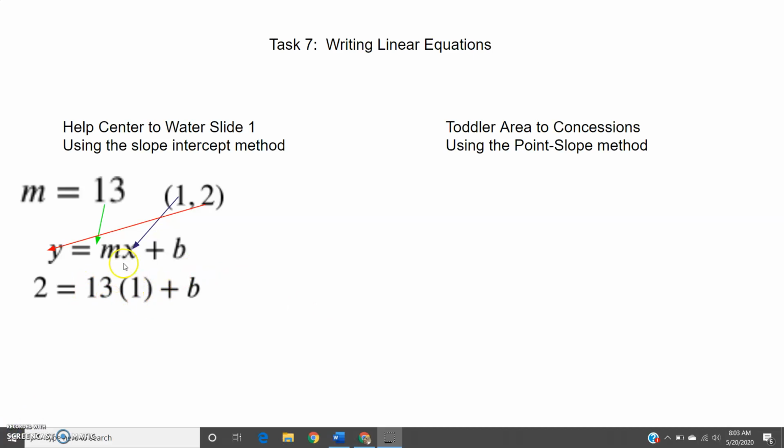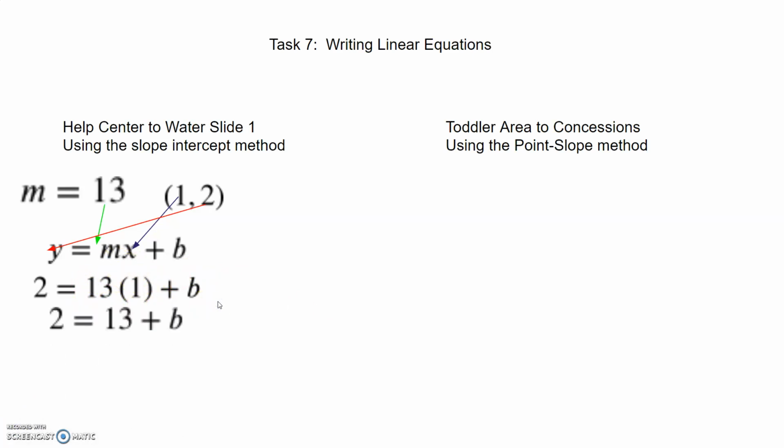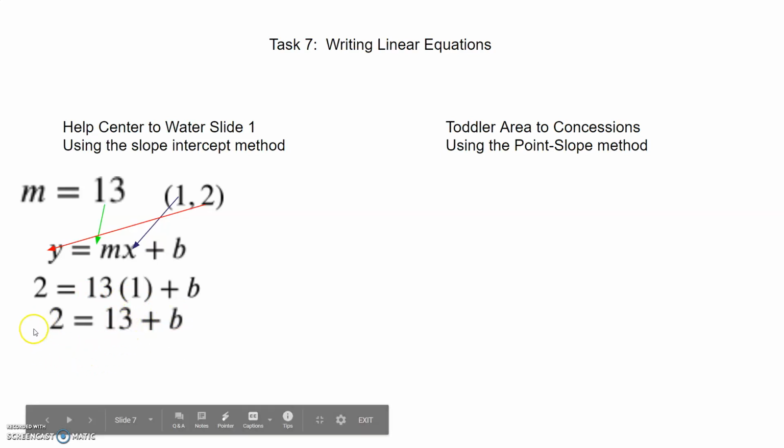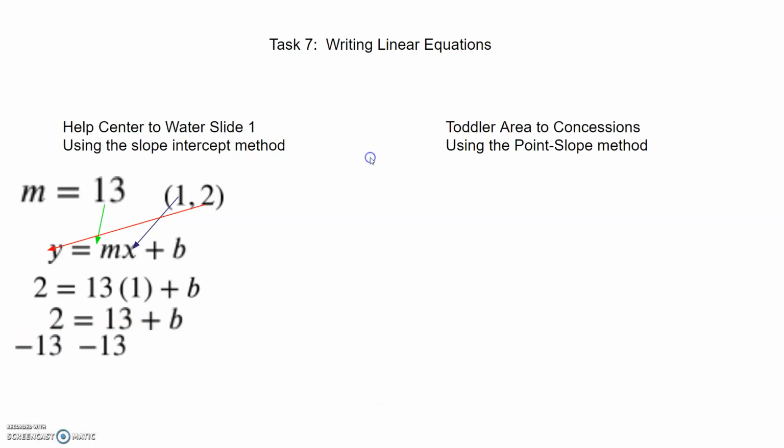So now we're going to make this multiplication. Obviously, 13 times 1 is 13. We're going to subtract 13 from both sides. We're going to move this 13 over here. All right, and then 2 minus 13 is -11. So we have that. Now this is where some students get confused with this method.